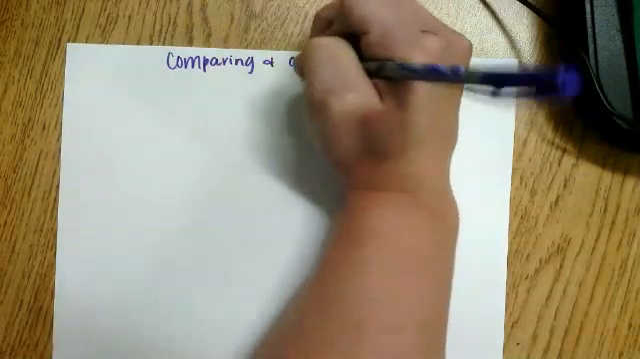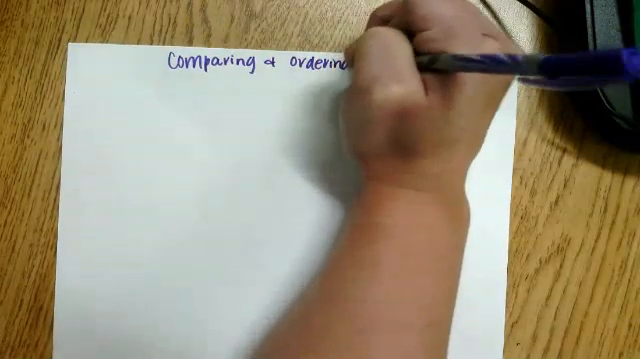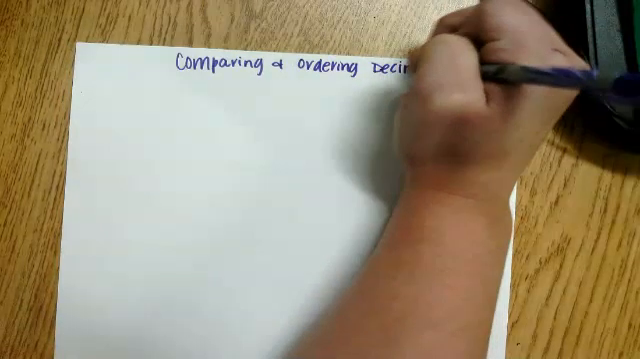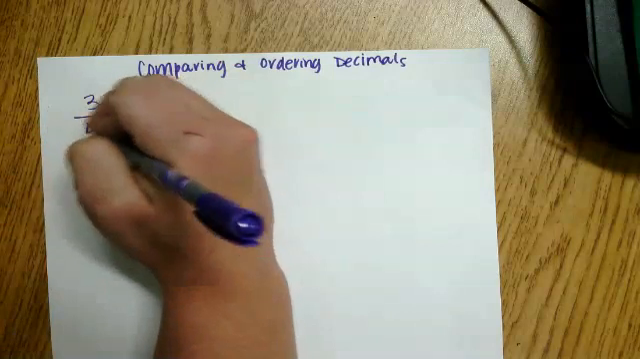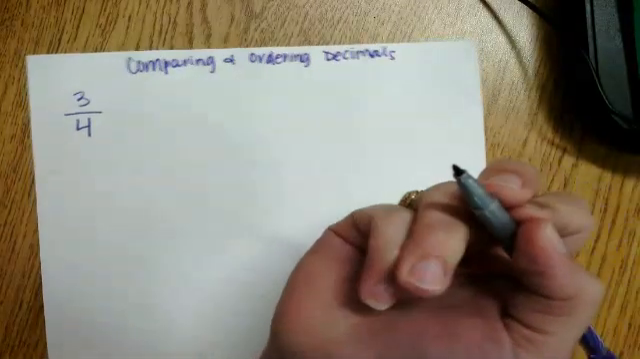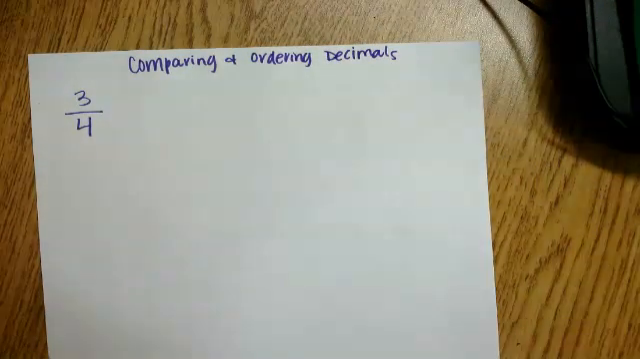Okay, so today we're going to talk about comparing and ordering decimals. Super fun. Before we talk about comparing and ordering decimals, though, I want to talk about changing fractions to decimals, because sometimes when you're comparing and ordering, it gives you a mix of fractions and decimals. So we need to know how to do that.